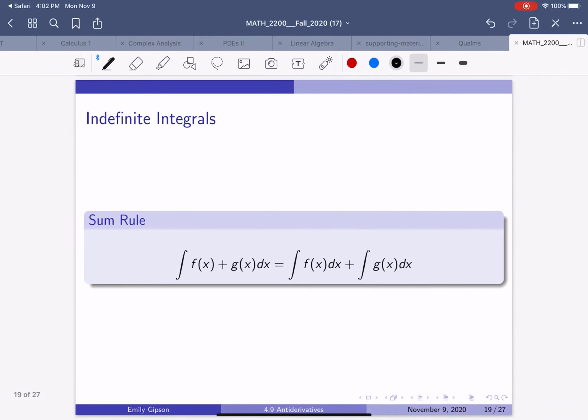Then we have the sum rule. If we have f of x plus g of x within our integrand, we can split it up. So the integral of f of x plus g of x dx is the same as the integral of f of x dx plus the integral of g of x dx.